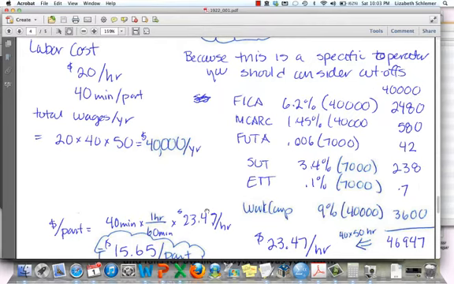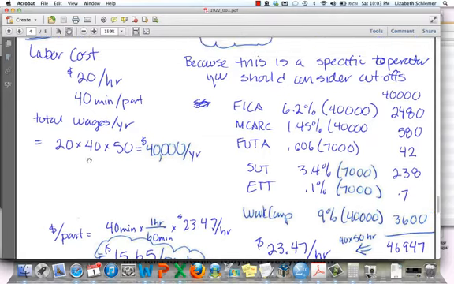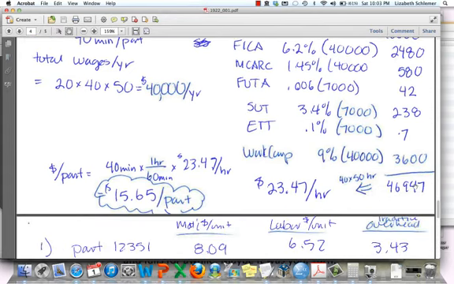And the way I got his wages is he works $20 an hour for 40 hours a week times 50 weeks a year, which is what it says, and that's $40,000. And then I add to that all of these taxes, and that gives me $46,947. Now he works 2,000 hours a year, and that's the cost to the company. So I take that value and divide it by 2,000 to get $23.47, which is how much he costs the company every hour.